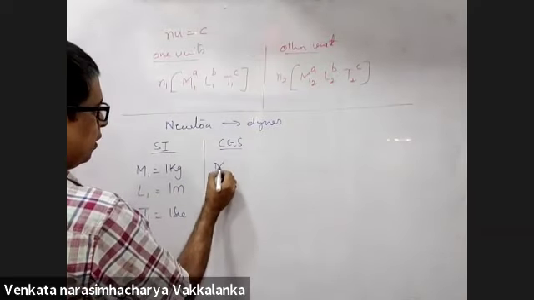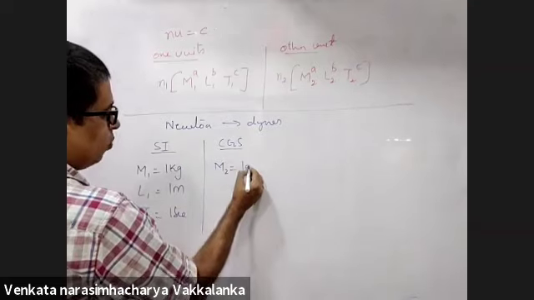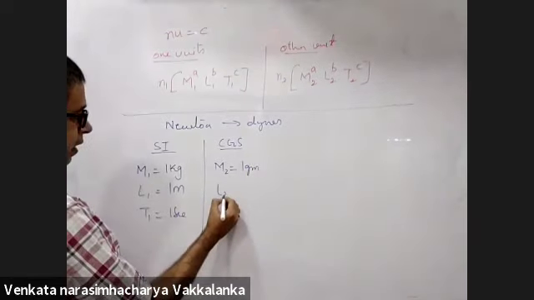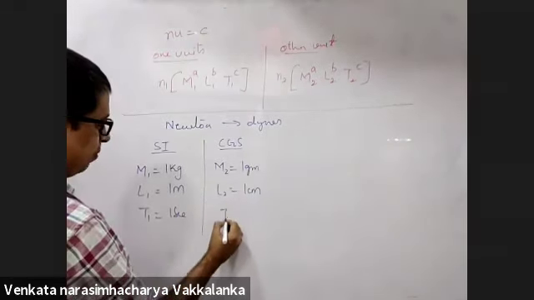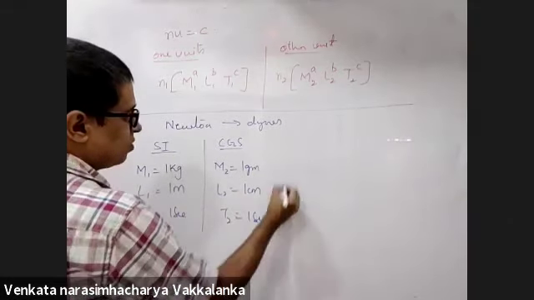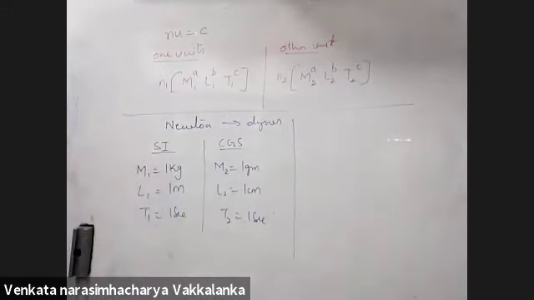CGS units: M2 is 1 gram, L2 is 1 centimeter, T2 is 1 second. Sounds good? Yes or no? Yes, sir.